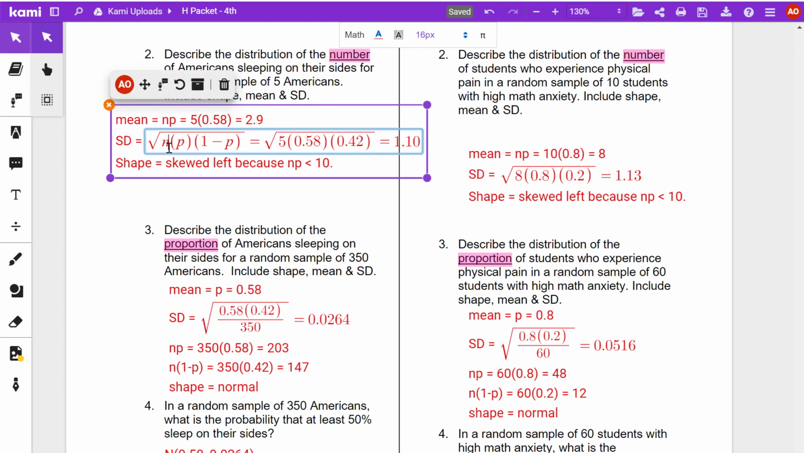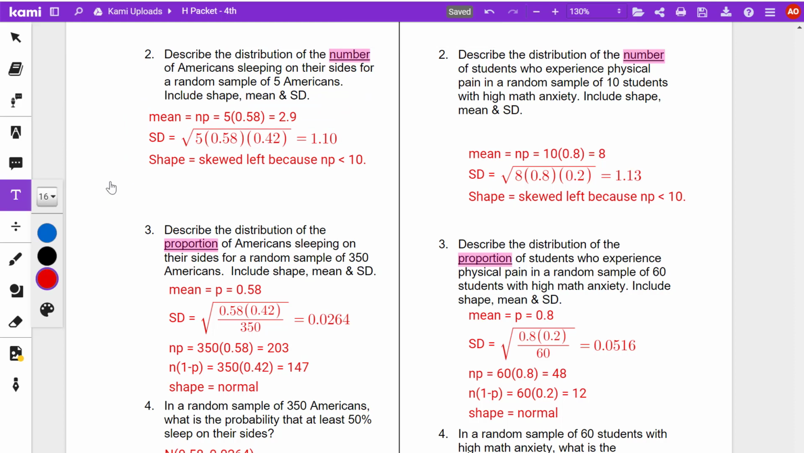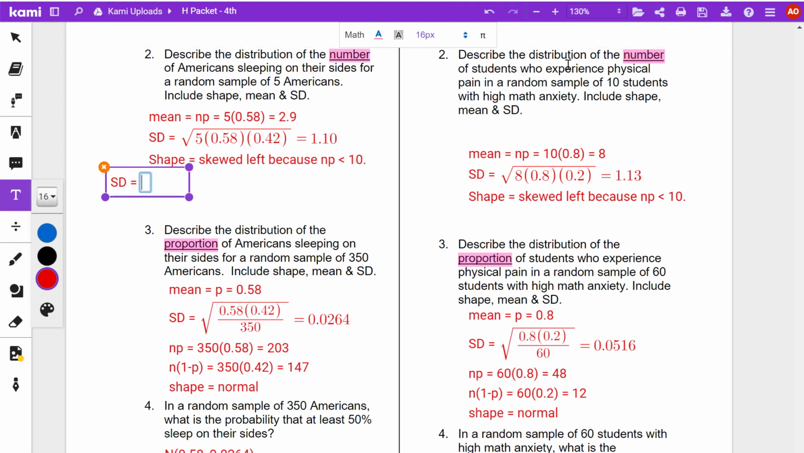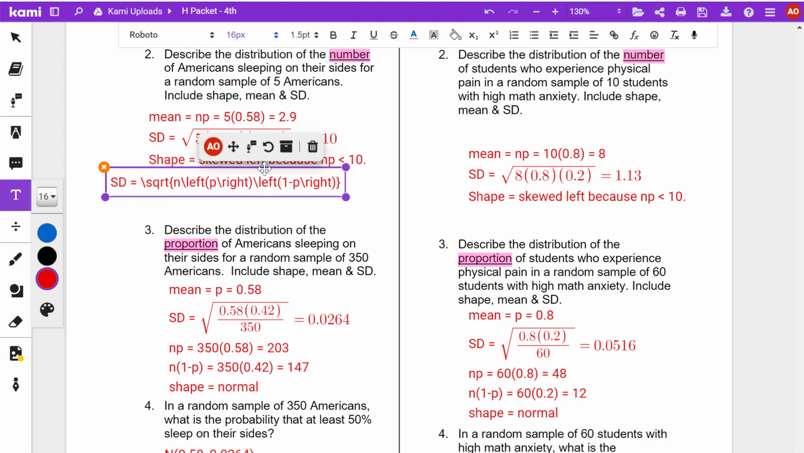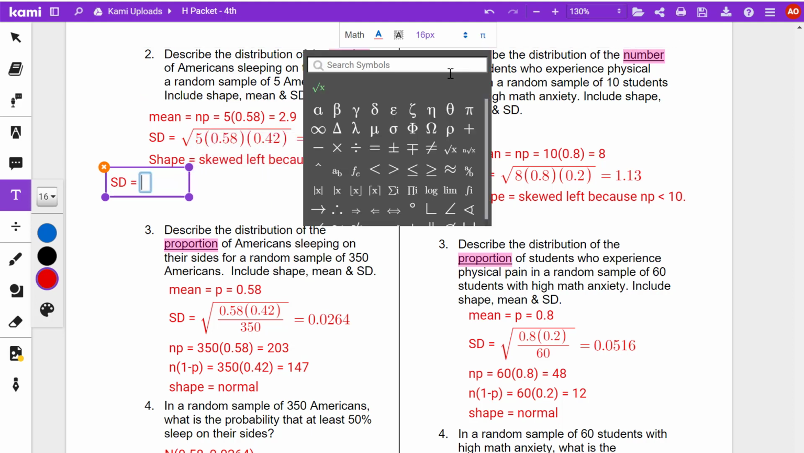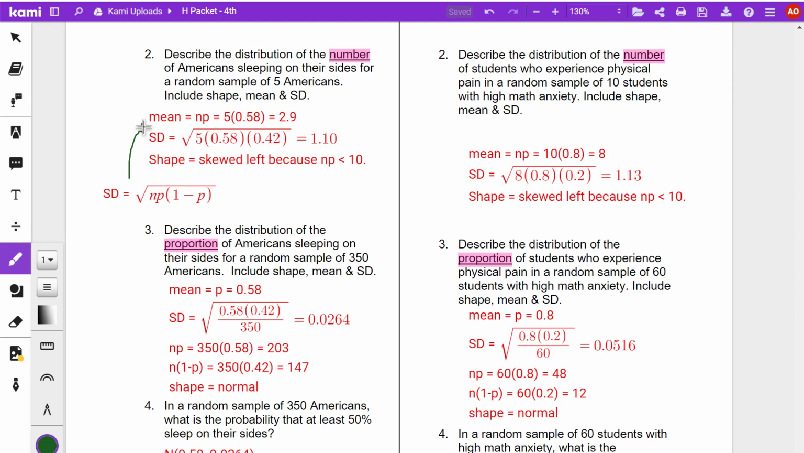Let me see if I can cut that and put it on the side here. So SD equals, and let me see if it lets me paste. Probably not. Nope, doesn't like that. Let me just type it again. Appreciate your patience. So it's the square root of n times p times q, and sometimes you've heard me call this q, which is basically 1 minus p, the probability of failure. You need that formula to do this piece right there.